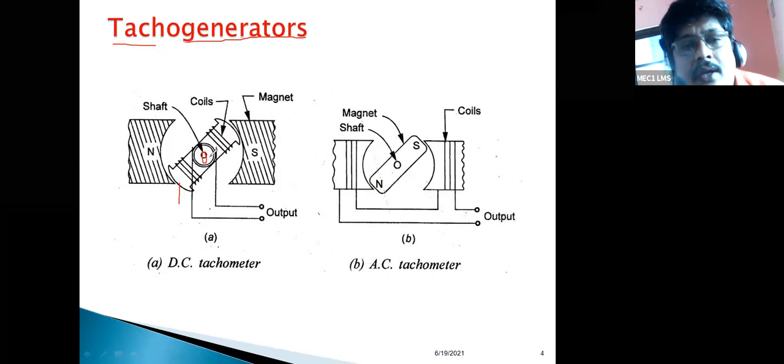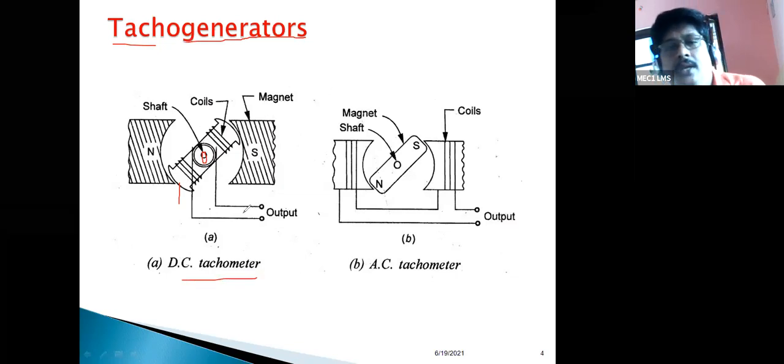When the shaft rotates, this core will rotate. When the shaft whose speed has to be measured rotates, the core is mounted or attached at the end of the rotating shaft, with the two coils wound around the core, and thereby we can get the output. This is a DC tachometer.